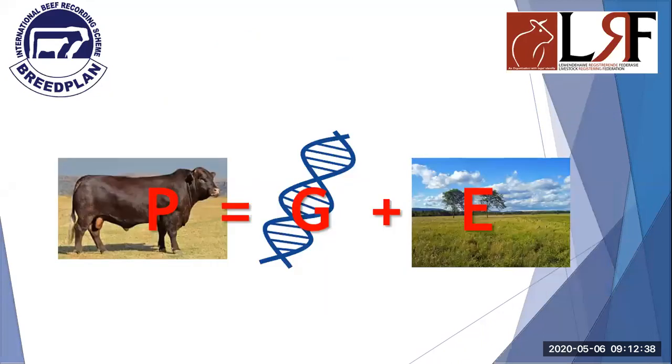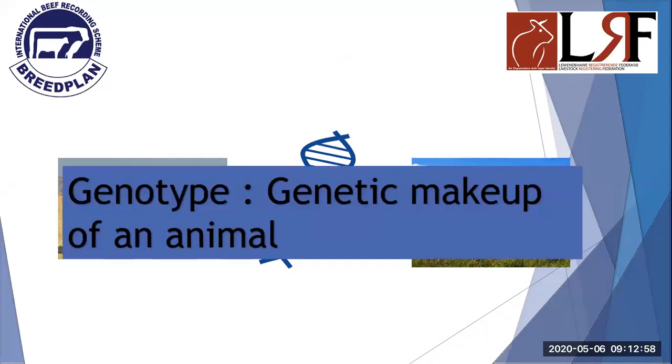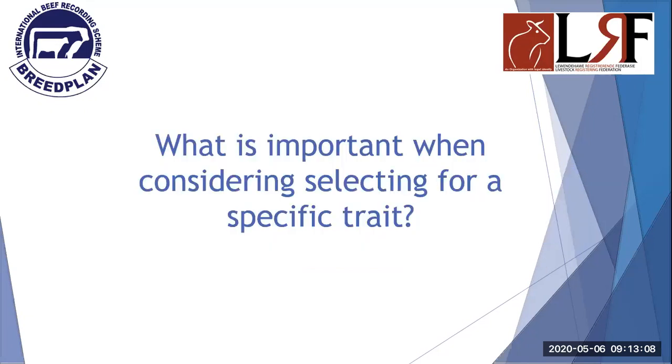So the phenotype of the animal, this is one of the most important equations in animal genetics. It tells us that the phenotype, what we see in the animal, is due to its genetics and the effect that the environment has on the expression of these genes. So the genotype is the genetic makeup of the animal, and that is what we are interested in when we do animal genetics and breeding.